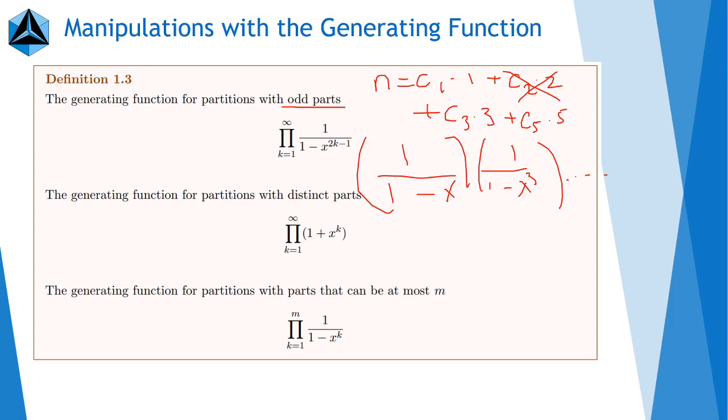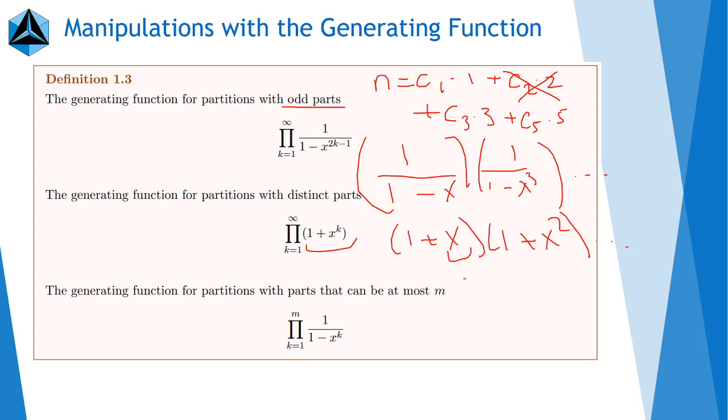So the next generating function is the generating function for partitions with distinct parts. This means that we can only pick one of each part maximum. We can either pick that part or not pick that part. And that's how this generating function works here. So what we have is 1 plus x, 1 plus x squared, and so on. Since we know the parts have to be distinct, we can only pick each part once, or we can not pick it at all. And that's what is happening here.